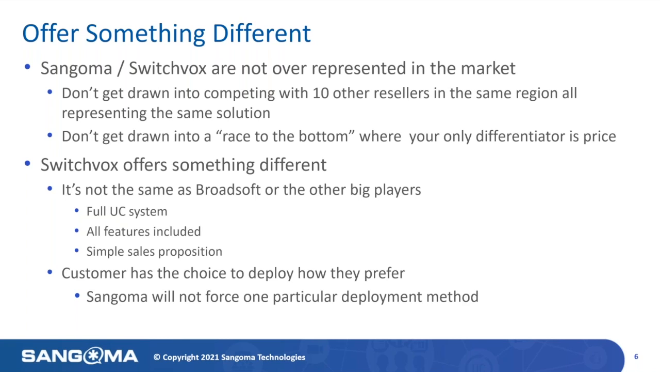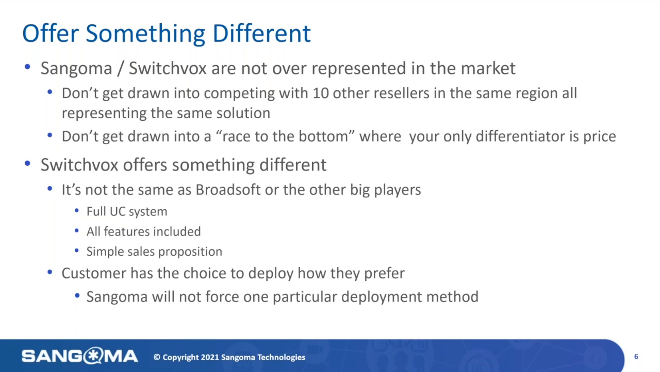Really, when we're talking about Sangoma for Switchvox, we're really positioning something that's a little bit different. That's what we're looking for. We're looking for partners that want to offer something a little bit different. We're not overrepresented in the market. We haven't got so many resellers, and we don't want that many resellers, right? We don't want you to get drawn into competing with 10 other resellers in the same region, all with the same solution. And when you've got 10 people offering the same solution, all that's going to happen is the price is going to get driven down. It's a race to the bottom. You lose margin. You come to Sangoma and say, hey, I want to make this cheaper. We lose margin, and no one's happy.